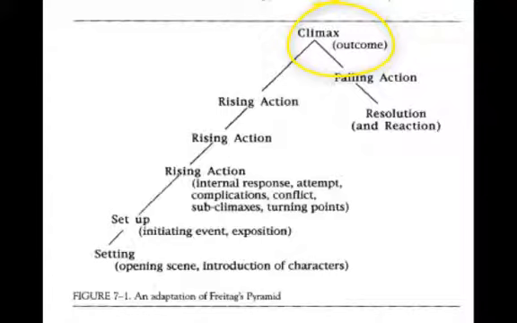The climax is the culminating point of your story, where your protagonist will meet face-on the conflict that was introduced in the beginning of the story. After the climax, the story decreases in action. This portion is called the falling action, and eventually we reach a resolution or a reaction to the climax. This is the end of our story.